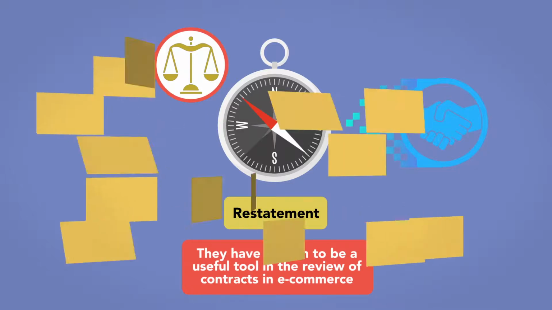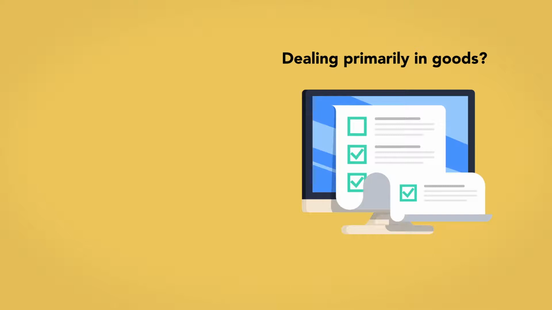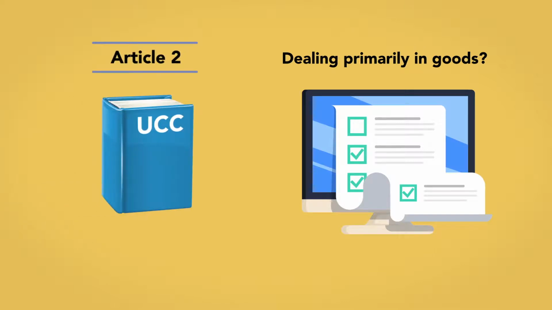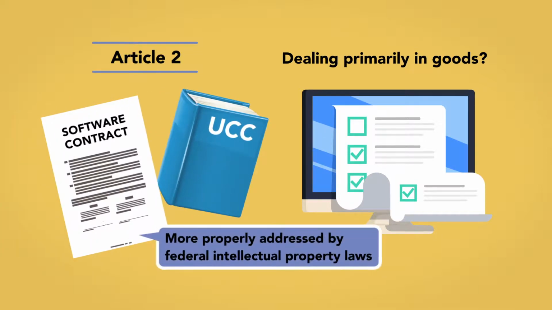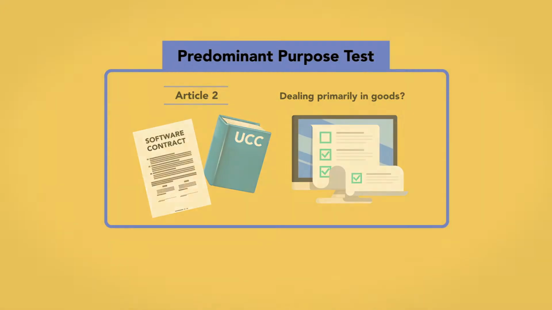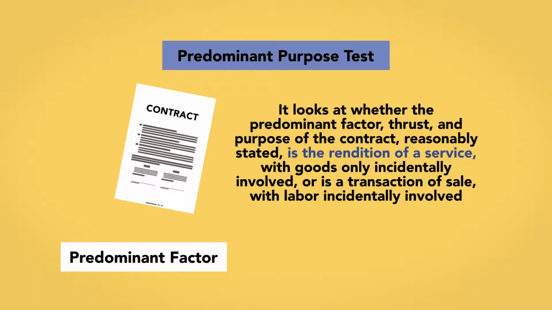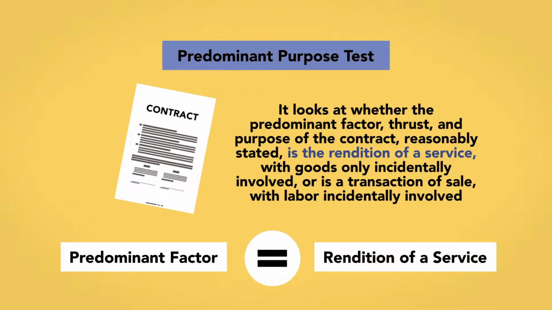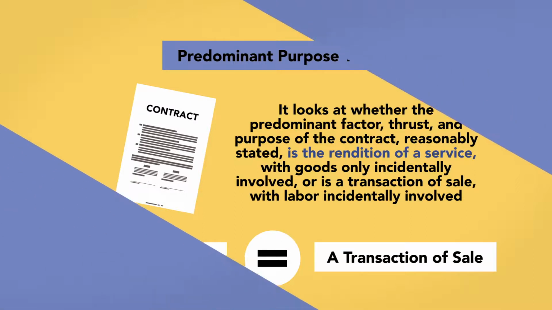For example, the principles offer a test for determining whether an e-commerce business is dealing primarily in goods under Article 2 of the UCC, or in software contracts that are more properly addressed by federal intellectual property laws. Known as the predominant purpose test, it looks at whether the predominant factor, thrust, and purpose of the contract, reasonably stated, is the rendition of a service with goods only incidentally involved, or is a transaction of sale with labor incidentally involved.